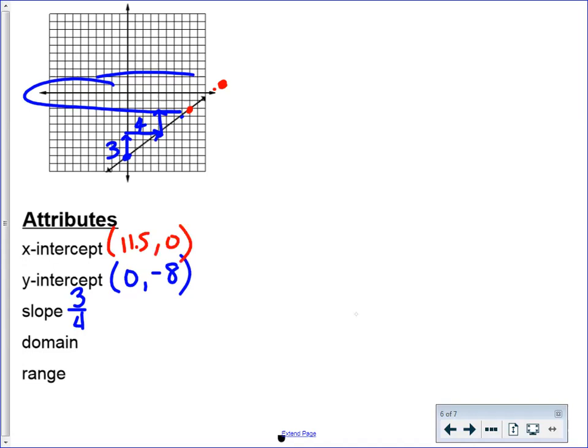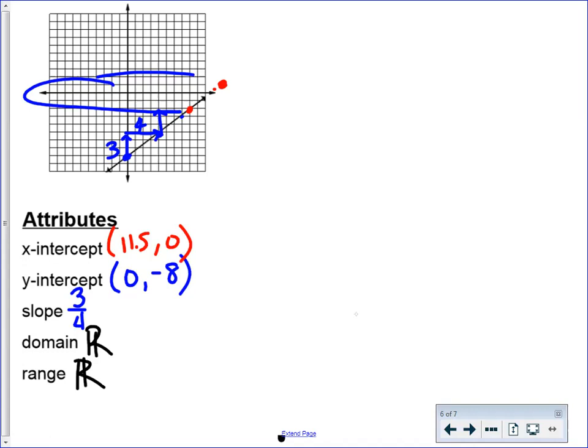My domain on this one is going to be all real numbers because arrows going up and down. Range going left to right. Whoa, I just mixed that up. Hopefully you caught it when I was saying it. Domain, left to right, I see arrows. So domain is all real numbers. Range is my y's. Range is where I'm going up and down. So range is going to be all real numbers. Okay?